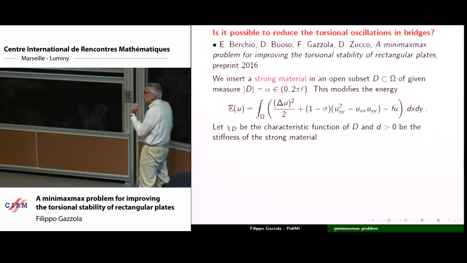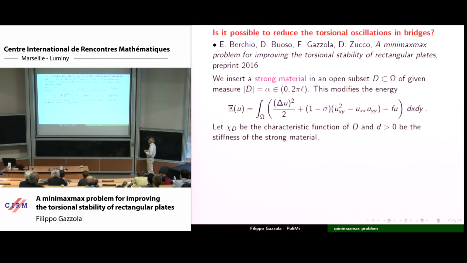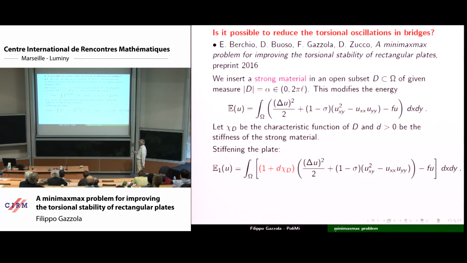But we're going to tackle the problem from two different points of view, very different from a physical point of view, but also from a mathematical point of view. The first case is the following. We strengthen the plate by increasing the bending energy that you need to bend the plate. You see, if you want to bend the plate when you are in D, then you're going to pay more. And so this is going to increase the energy and to raise the value of the minimum. Okay? So this is the first way. This really means putting a stronger material inside the plate.